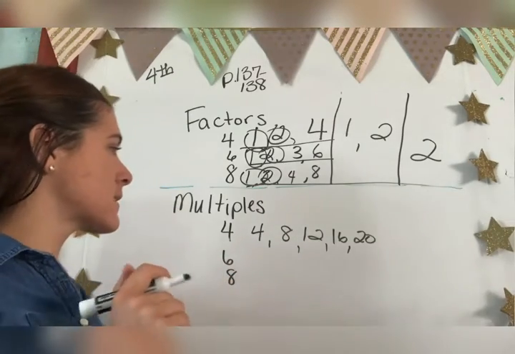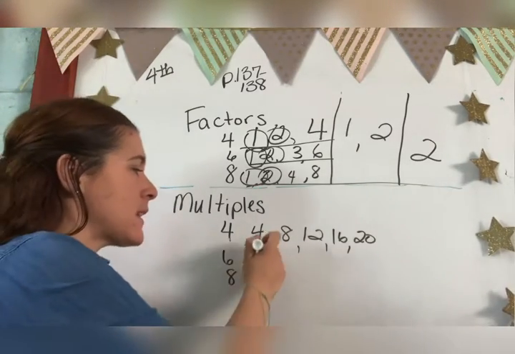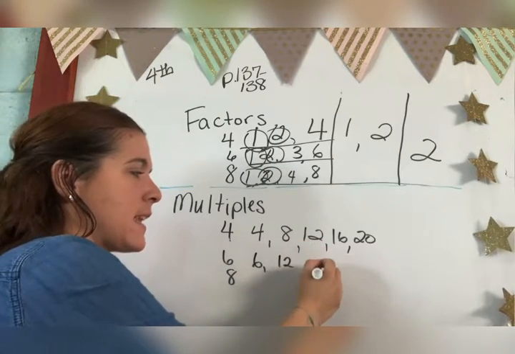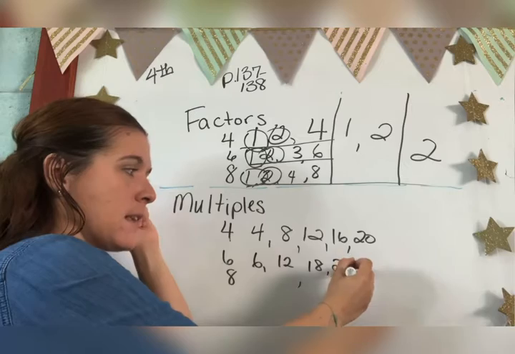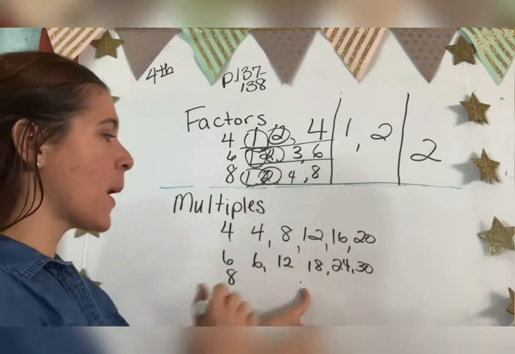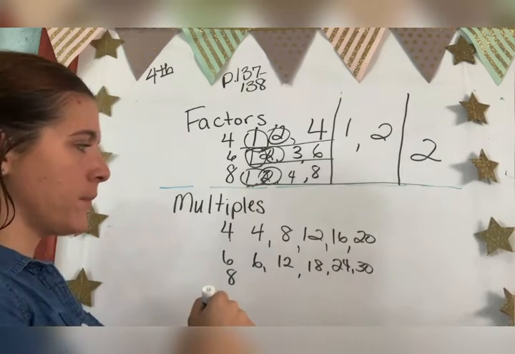Look at 6. 6 times 1 is 6. 6 times 2 is 12. 6 times 3 is 18. 6 times 4 is 24. 6 times 5 is 30. Those are your multiples, okay?